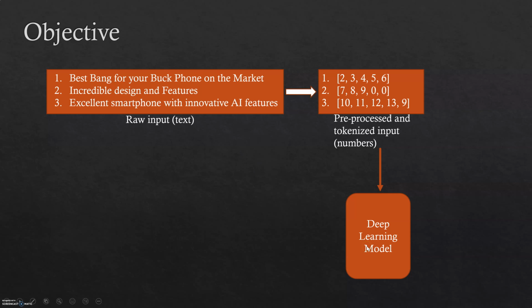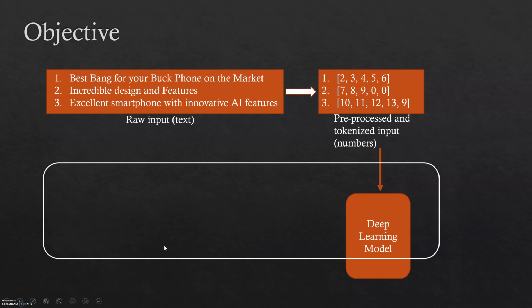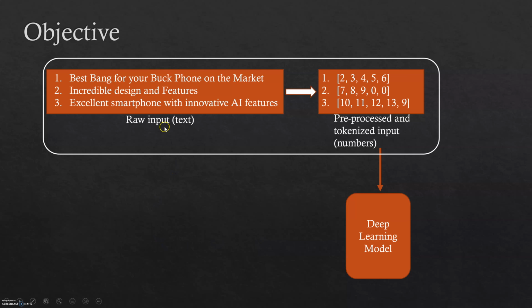Because the deep learning model does not understand the text, we have to convert it into tokens, or we can say we have to convert it into numbers, because these numbers are what the deep learning model does understand. So what I'm going to focus on in this video is how we take the raw input and convert it into a numerical format, which is what we will use to train a deep learning model.